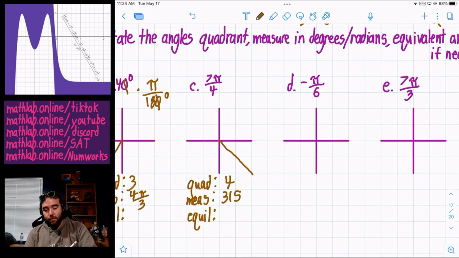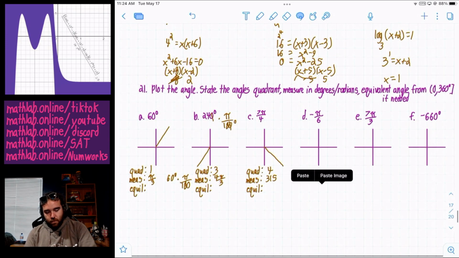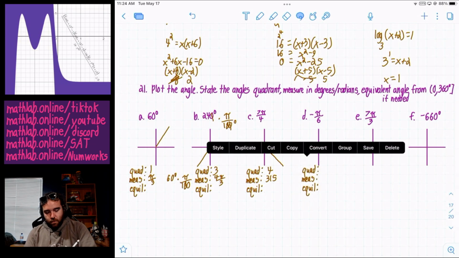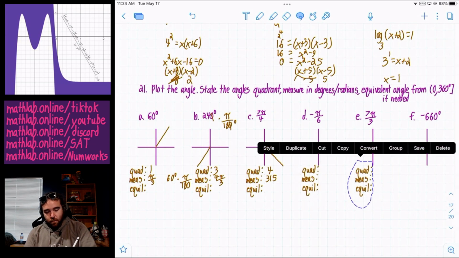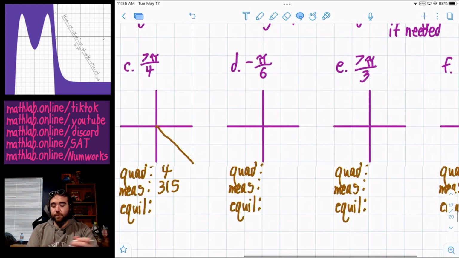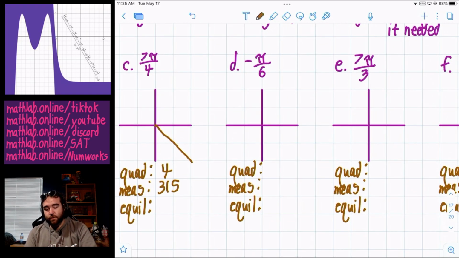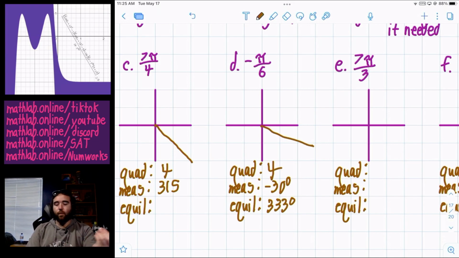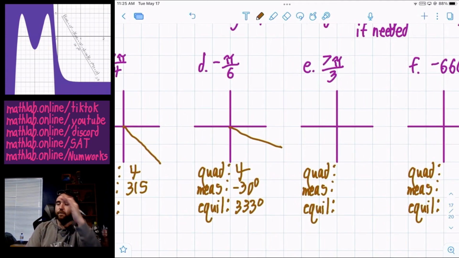Negative pi over 6. Well, so that's, let me put these down. Cool. All right, cool. So negative pi over 6. That measure is negative 30 degrees because pi over 6 is 30 degrees. So you've got to add 360. So that's equivalent to 330 degrees. And that's going to end up in quadrant 4, because remember, negative angles go backwards.